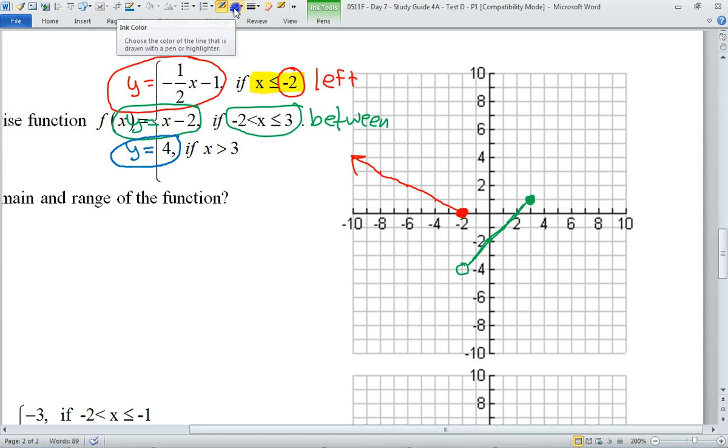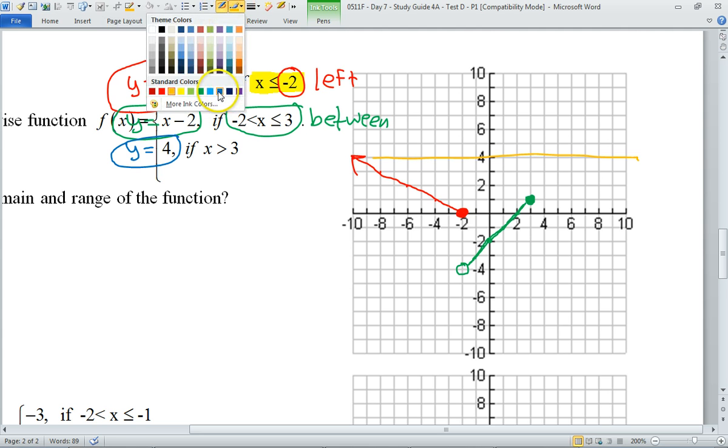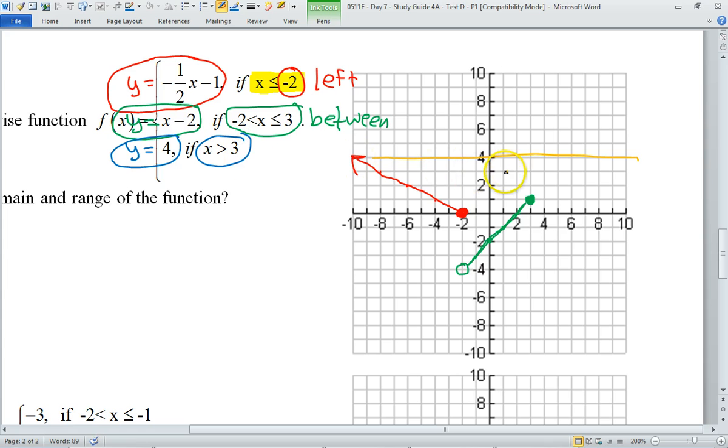Y equals 4. That's a horizontal line at 4. So that's going to be like this. Here's a horizontal line at 4. But I don't get to draw the whole thing. I only get to draw the part starting at 3. Open circle at 3 would be right here. There's my open circle at 3. And because it's greater than, I go to the right. So it's going to be like this.